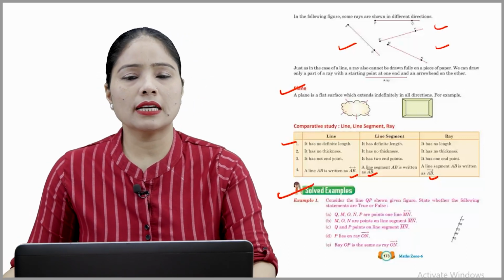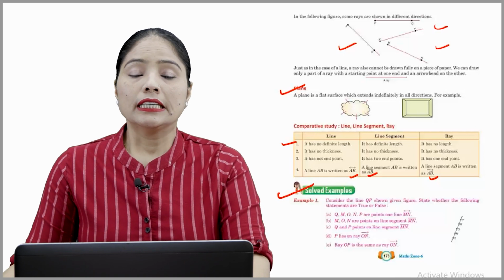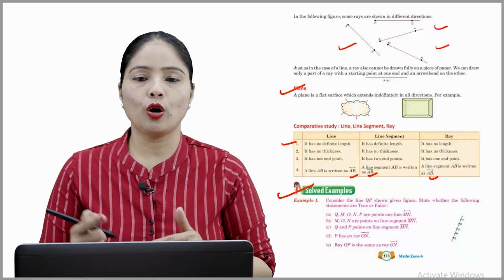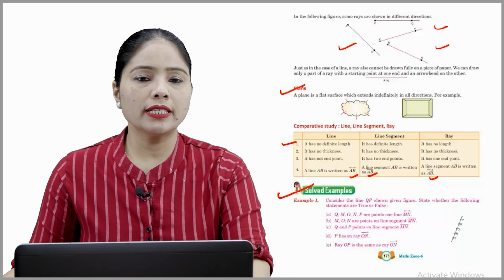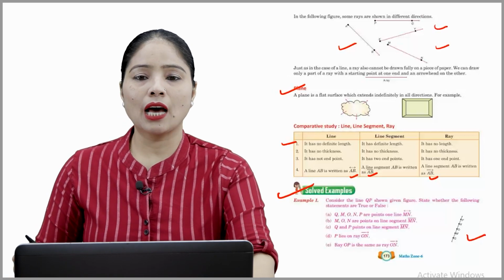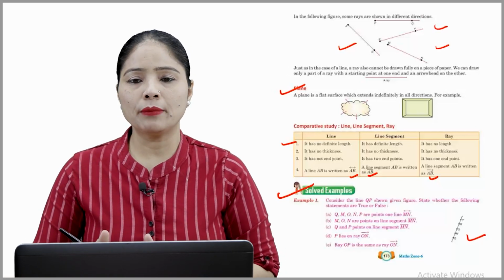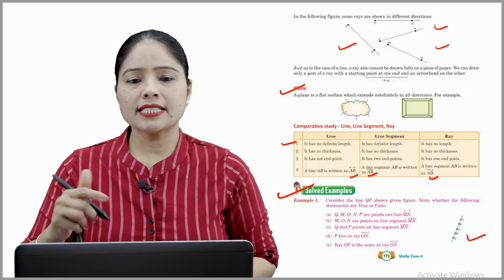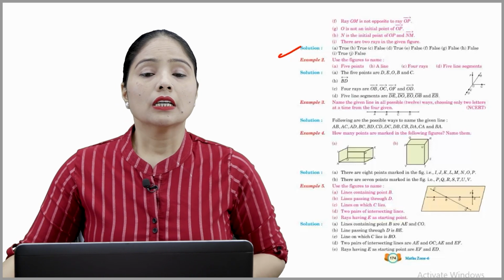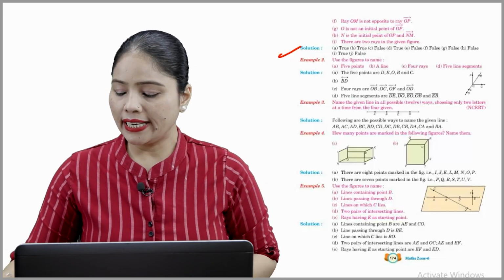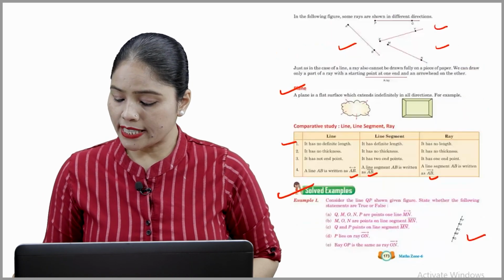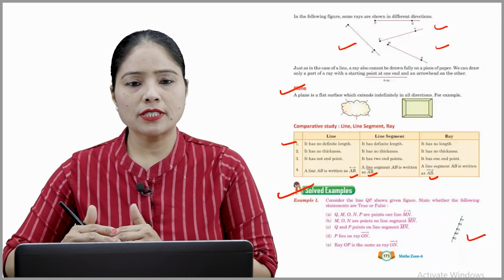Example number 1, consider the line OP shown in the given figures, state whether the following statements are true or false. Okay, first one is Q M O N P. इस फिगर में देखेंगे हम are points on line MN. Okay, and these are the other questions बेटा. Okay, now see the solution. हम कहेंगे yes true. Okay, ये सारे points हमको उसमें दिख रहे हैं. Similarly, second question क्या है हमारा? सेकेंड क्वेश्चन आप इसका पढ़ोगे.